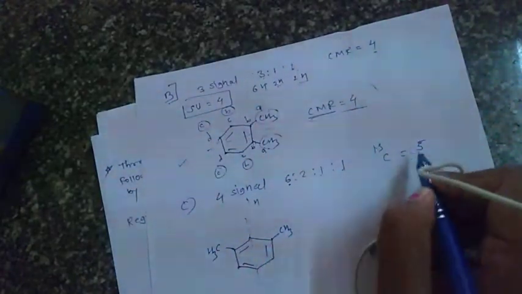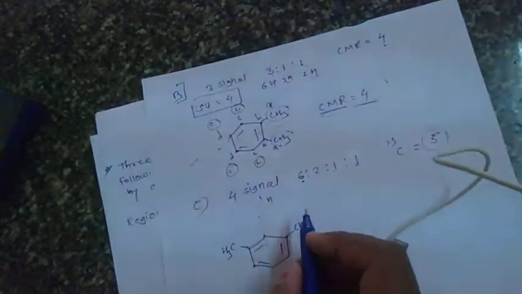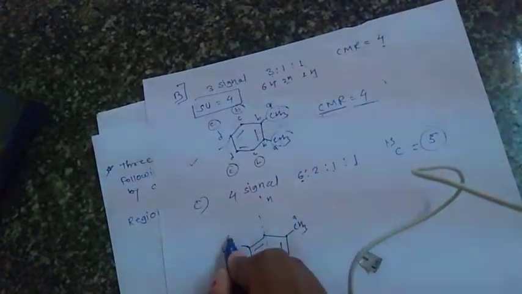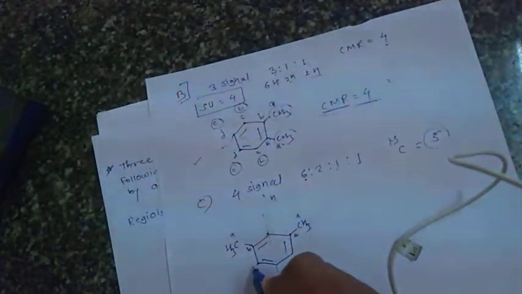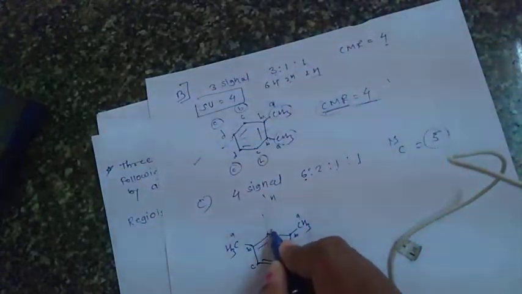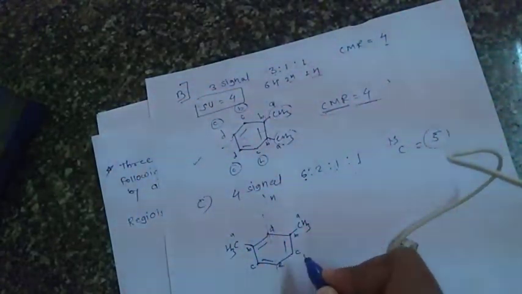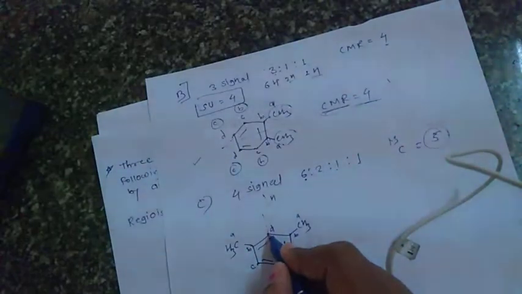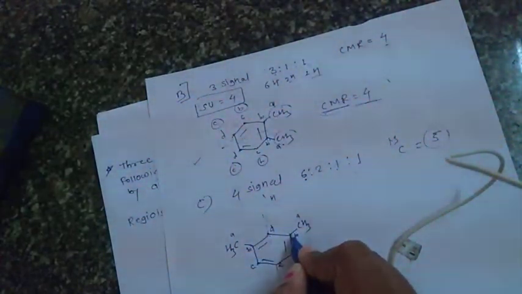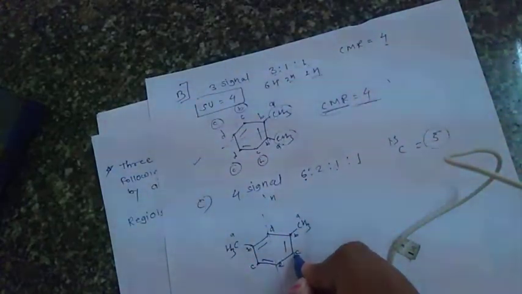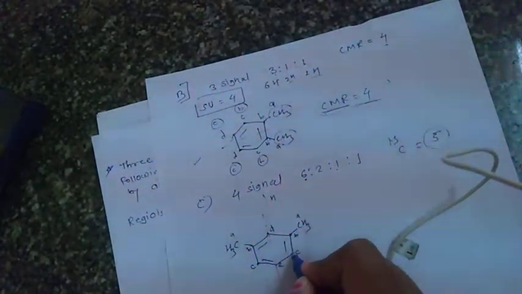First of all, find out the carbon signal. This is the A type of signal. Okay, this is B type of signal, this is C type of signal, and this is D, and this is E type of signal. Why? Because this carbon has a different environment due to the CH3, and this carbon has a different environment due to this CH group.